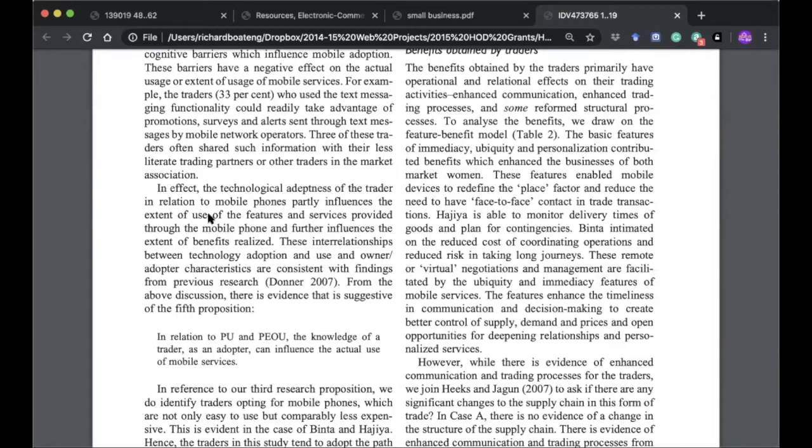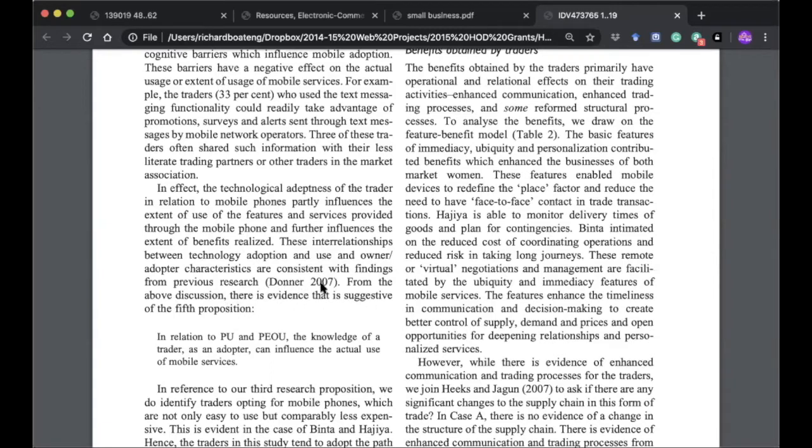So even if you look at, say, in effect, technology adeptness of the trader in relation to the mobile phones, it partly influences the extent of use of the features and services provided through the mobile phone and further influences the extent of benefits realized. These interrelationships between technology adoption and the use and owner adopter characteristics are consistent with the findings from previous research. From the above discussion, there's evidence suggestive of the fit proposition.